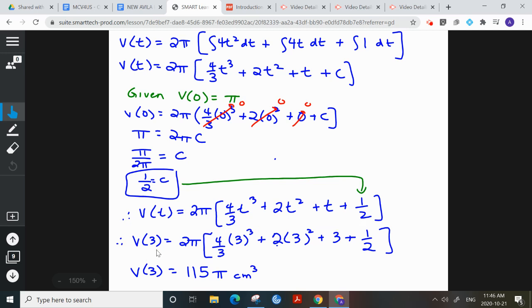Now if I want to find the volume at time 3, I can just plug in 3 wherever I see t and solve for the volume. I end up with 115π centimeters cubed. And I'm just going to stop there. I don't need to multiply by 3.14 unless there was some sort of practical application beyond this.